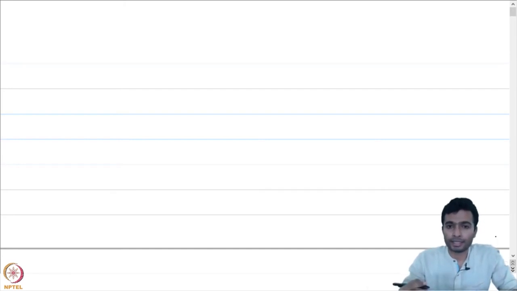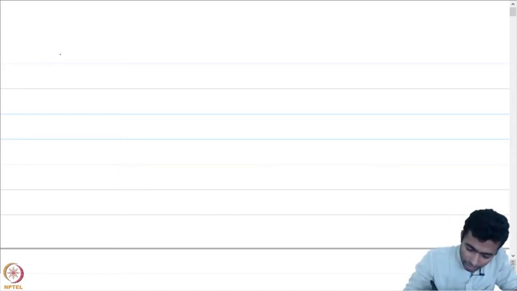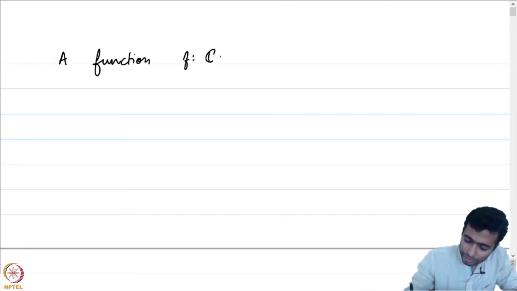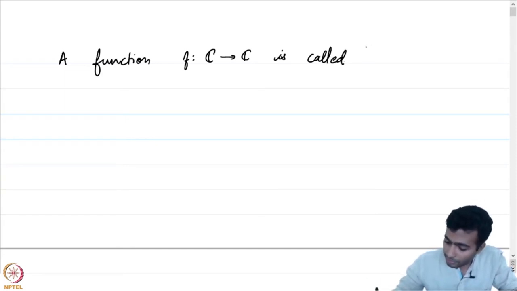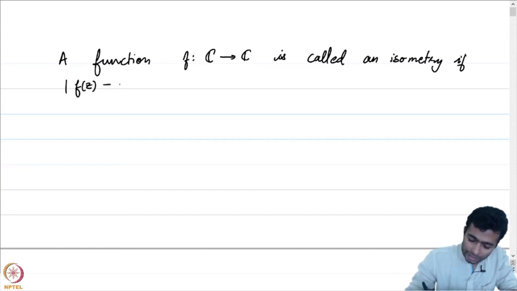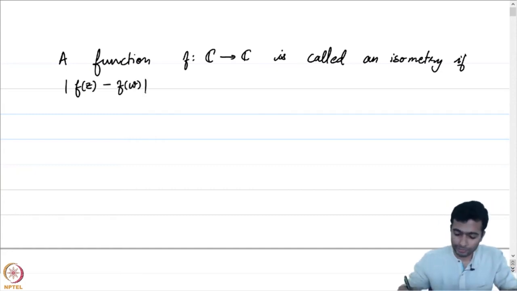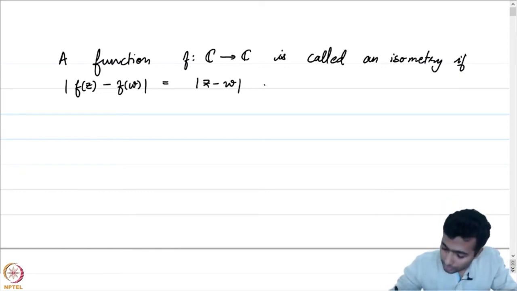Let's begin this lecture by discussing isometries on the field of the complex numbers. So, recall, if you have seen isometries, that a function f from C to itself is called an isometry. More generally, on an inner product space, wherever there is a norm involved, we can talk about an isometry. It is called an isometry if the absolute value of f of z minus f of w, this is the distance of f of z to f of w, is equal to the absolute value of z minus w, the distance of z to w, for all pairs z, w in C.